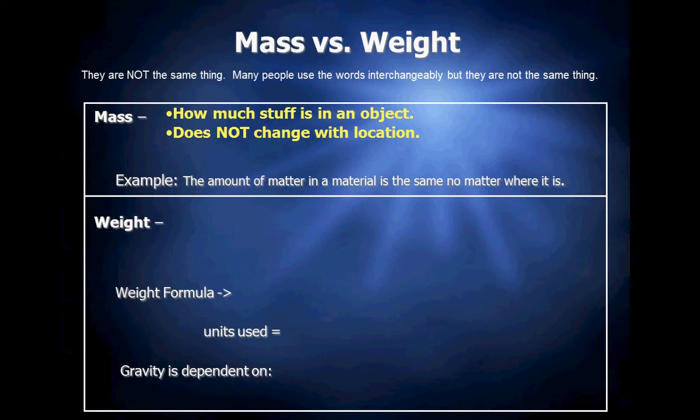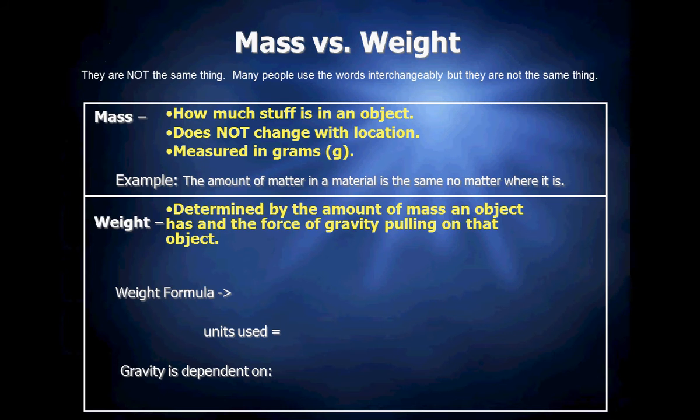And the units that we use for mass are grams. That's the base unit. Weight, however, is a little bit different. What we say is that weight is the force of gravity pulling on a certain mass. Right? We take an object's mass, we multiply it by the force of gravity in that location, we get the object's weight.